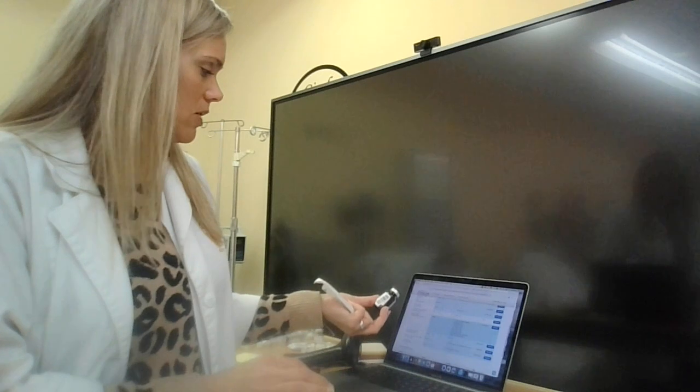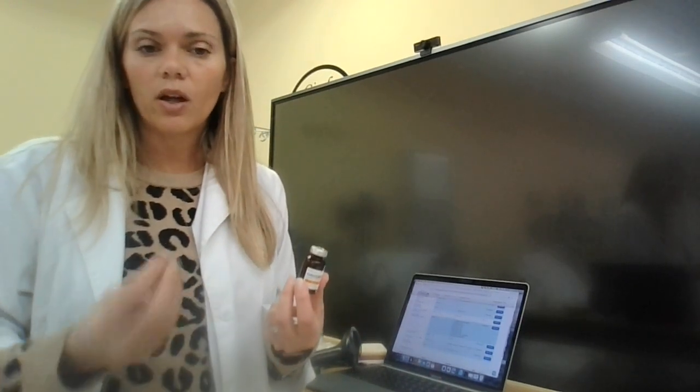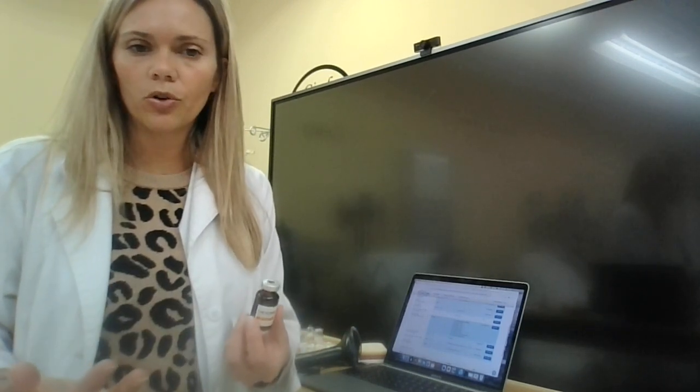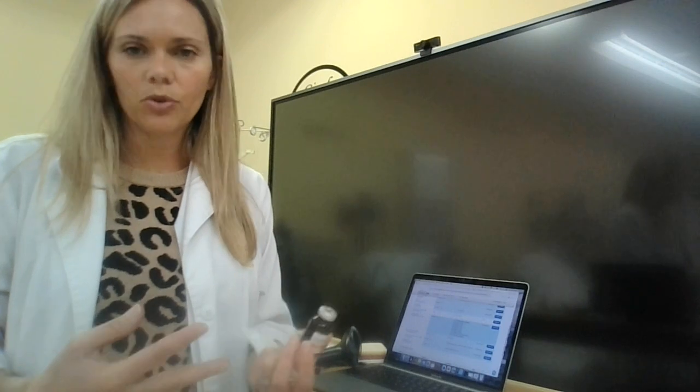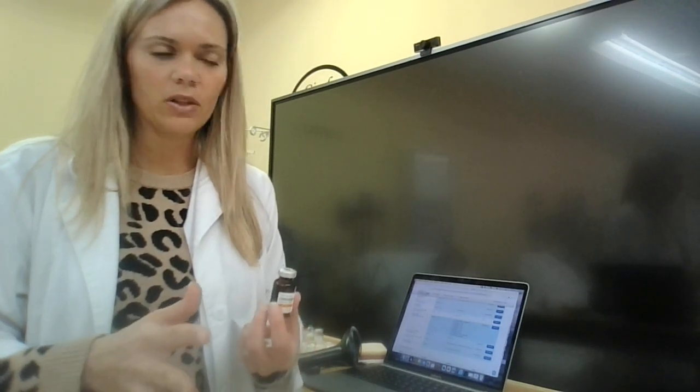My order on here says hold for a systolic blood pressure less than 100. So another critical assessment that we talked about is blood pressure. So when we go into the room, if it hasn't been done already, we will check a most recent blood pressure. It usually has to be within 30 minutes of giving the medication.